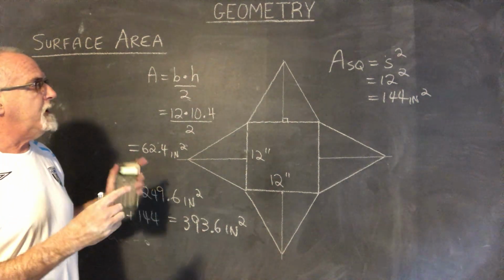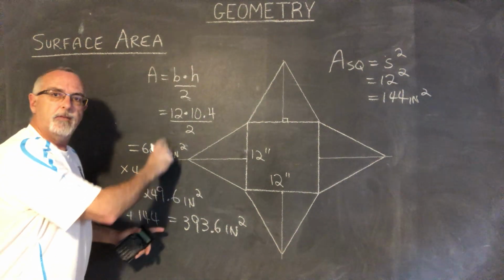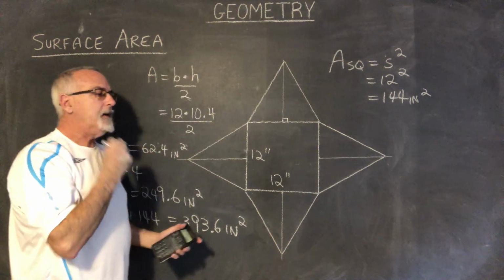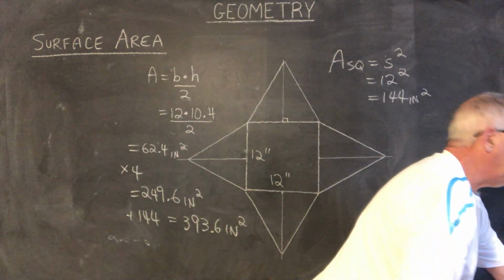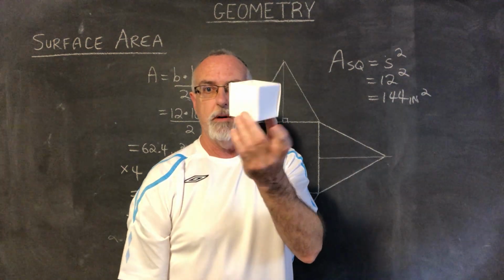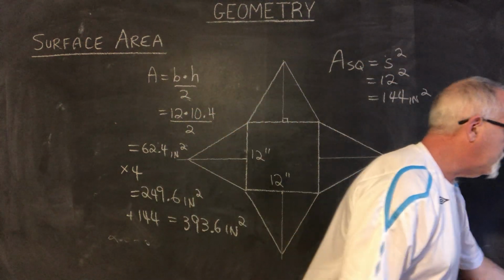So a lot of the calculation of surface area will be pieced together like this, because it's not always going to be really convenient the way it is with the cube, where you find the area of one square and then you just have to multiply it by 6.